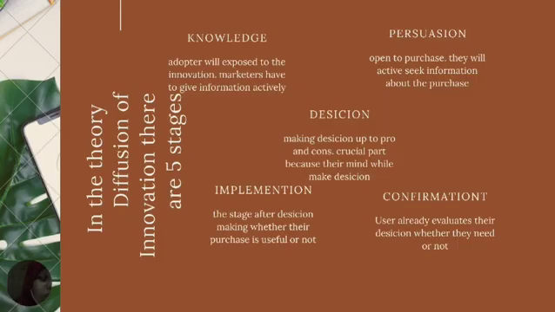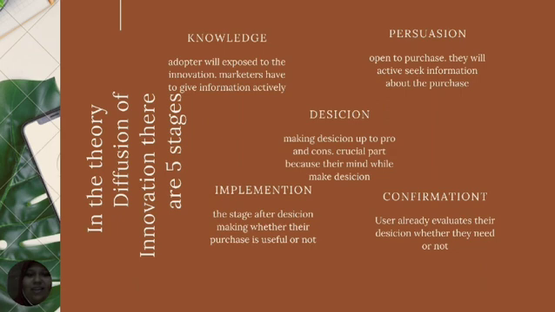Okay, general purpose of the theory. In the diffusion of innovation theory, there are five stages. The first one is knowledge: adopters are exposed to the innovation, and marketers have to give information actively. The second one is persuasion: they will actively seek information about the innovation. The third one is decision: making a decision after weighing the pros and cons.